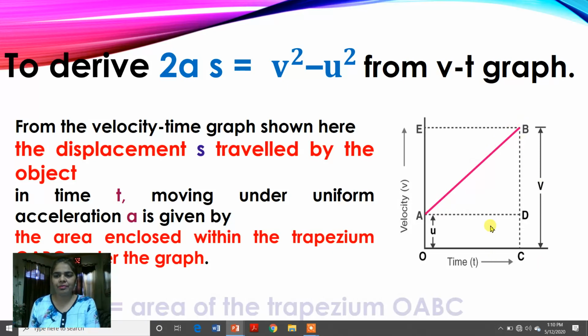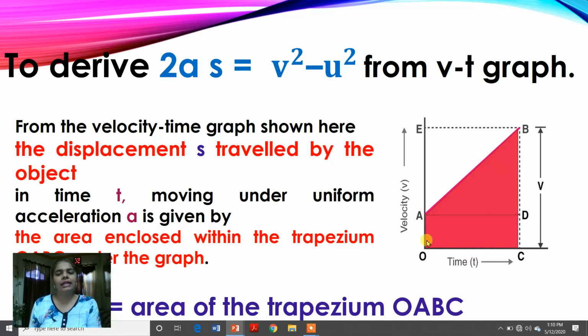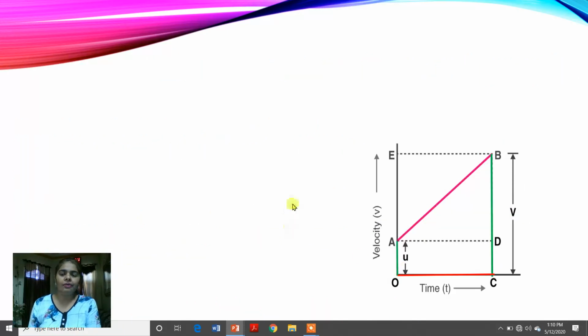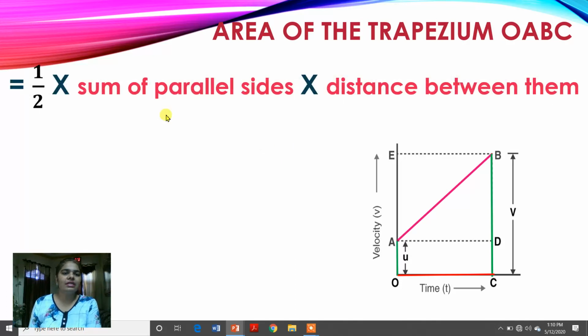This trapezium OABC is the shaded portion. Please see here. Yes, this shaded portion. We are going to find the area and then we will equate it to the distance. Let's see how. See this trapezium? We are going to find the area of it. Area of trapezium OABC is given by half the sum of parallel sides multiplied by the distance between them.